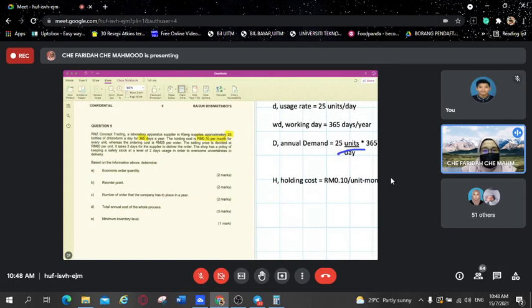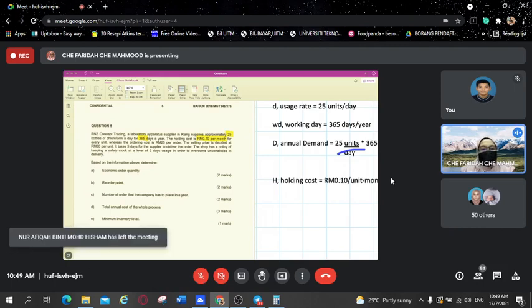Then the next one ialah dia bagi kita ordering cost. Take a look, dia tetap guna perkataan ordering cost. Ordering cost ialah 25. So ini ialah S. S kita ialah ordering cost kita, which is ini dah bagi. It is given to us, so it is easier. Which is RM25 per order.